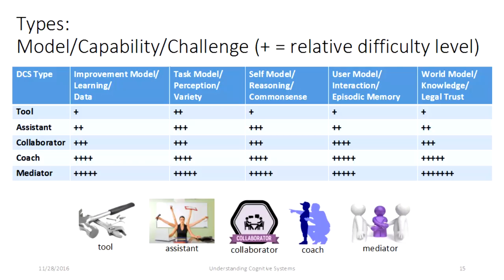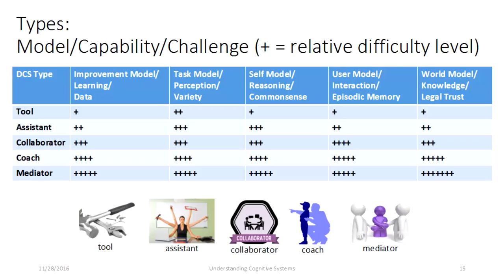A task model, which requires perception, and there's a great deal of challenge in the variety in the real world. Some of them also require pretty sophisticated models of self and the ability to do reasoning, including common sense reasoning, which is an unsolved problem. And several of them, the collaborator, coach, and mediator, also have to have very sophisticated user models, very sophisticated interaction capabilities, and episodic memories. Again, an unsolved problem. And most challenging in the mediator case, the world model isn't just the physical world and knowledge of the physical world, but also a model of laws and trusted relationships.